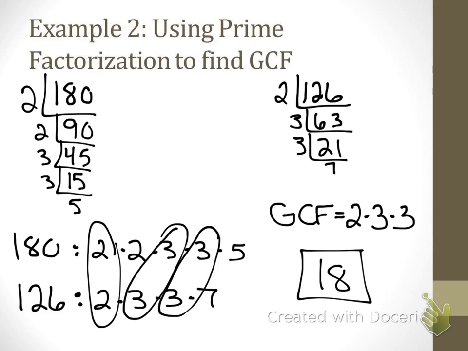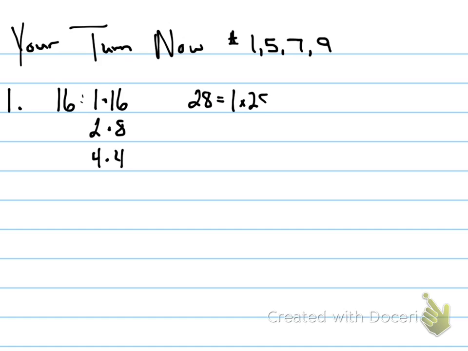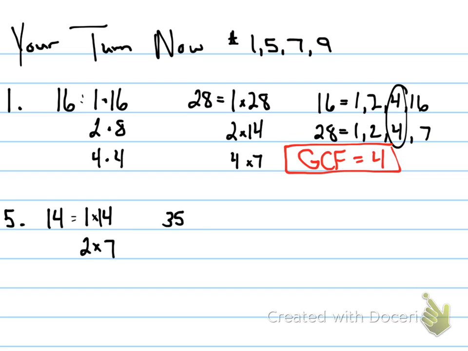18 is my GCF. All right, so just kind of pulling it all together. Now I want you to do your turn now. We're going to do 4 of them, numbers 1, 5, 7, and 9. Okay, so number 1, what's my GCF? 4. Should be 4. Very good. All right, number 5, what's my GCF? 7. Very good.